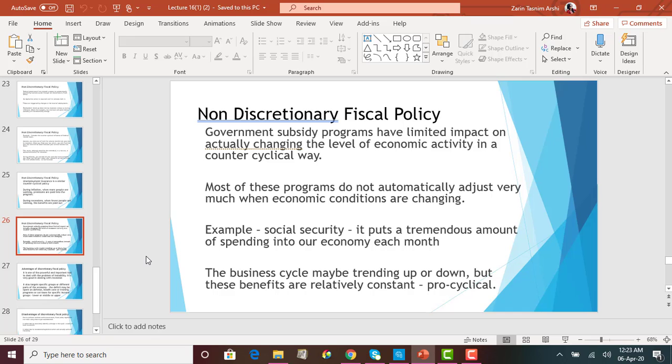So that's non-discretionary fiscal policy. It's something the government does not have to actively engage in, but the government has already built tools or systems into the economy which get triggered when there is a decrease in economic activity or a decrease in employment.